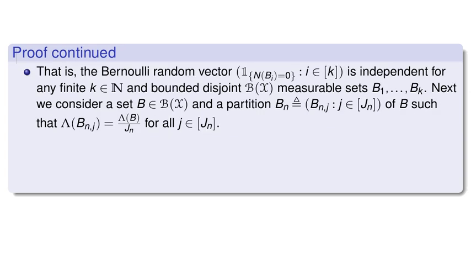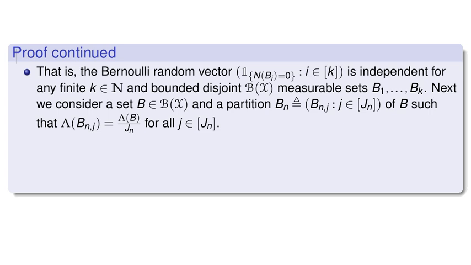Continuing the proof, this means that the Bernoulli random vector whose components are the indicator that N of Bi equals 0, for i from 1 to k, consists of independent random variables. This holds for any finite k and any collection of bounded disjoint script B of script X measurable sets B1 through Bk.